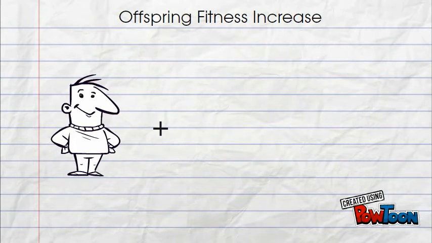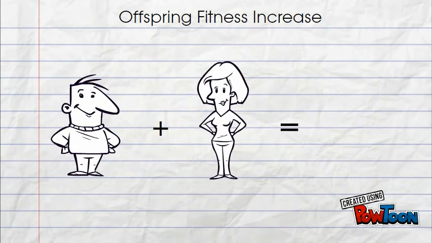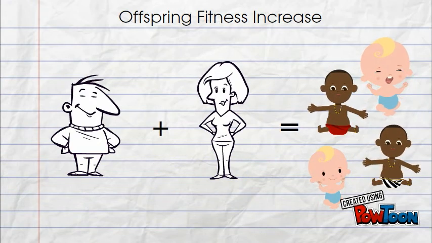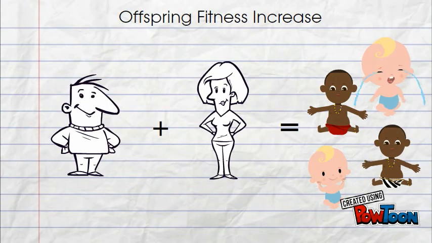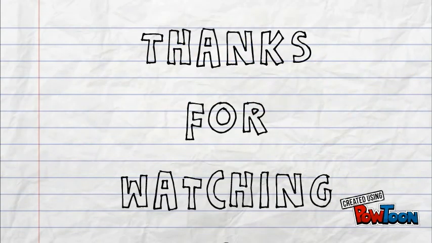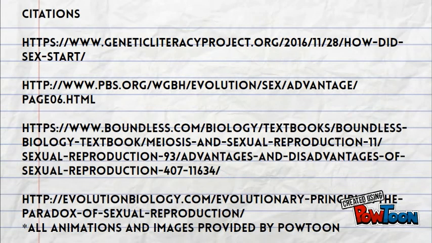To be able to increase offspring fitness equates to a longer lifespan, higher survival chance, and good mutations. The evolution of sexual reproduction can lead to disease cures and repopulation of areas that lack biodiversity. Thank you for watching.